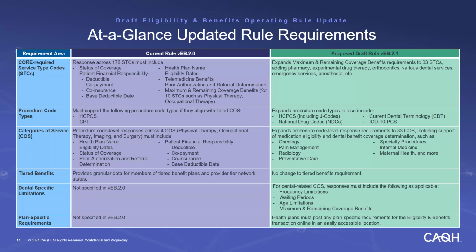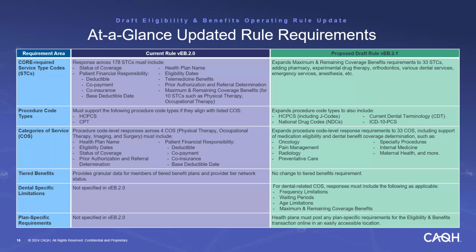So, starting at the top, the current rule requires that an eligibility inquiry for any of 178 service type codes, I'll probably call them STCs for short, which is nearly all the STCs, respond with cover status, patient financial responsibility info that includes deductible, copayment, coinsurance, base deductible date, health plan name, eligibility dates, telemedicine benefits, and prior auth determination. That's already in the rule.